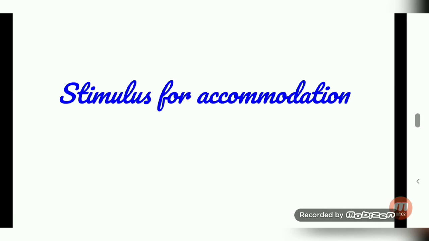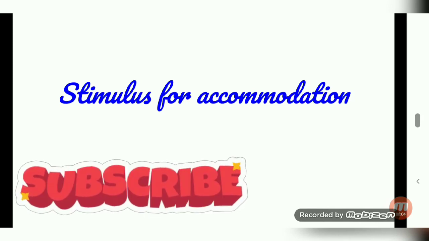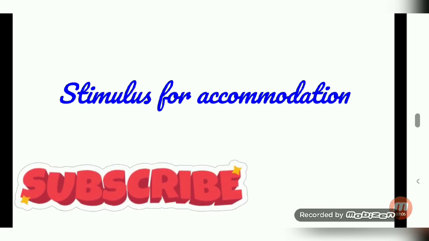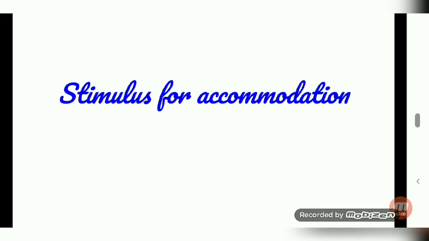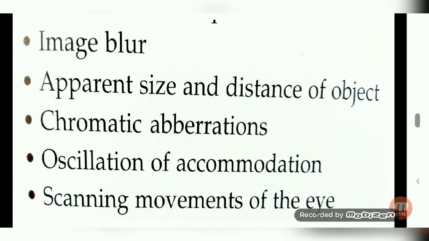Stimulus for accommodation. There is no single important stimulus to accommodation. All of the following factors must be responsible in eliciting the appropriate accommodative response: blur image, apparent size and distance of the object, chromatic aberration, oscillation of accommodation, scanning movement of the eye. It has been reported that the internal accommodative adjustment is based on trial and error.